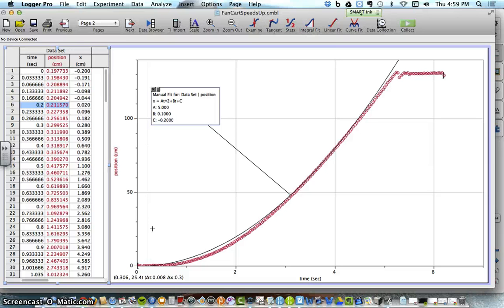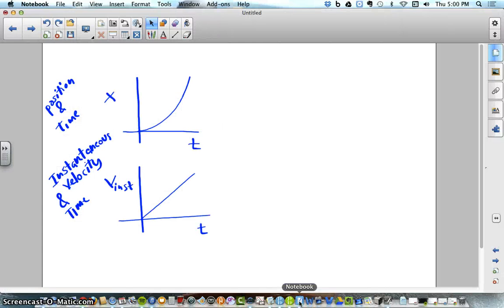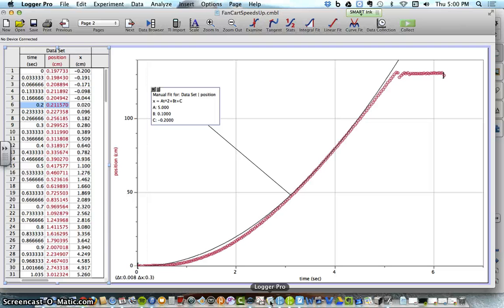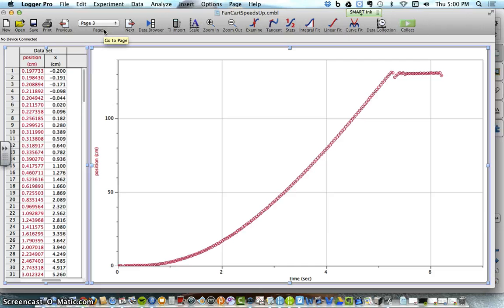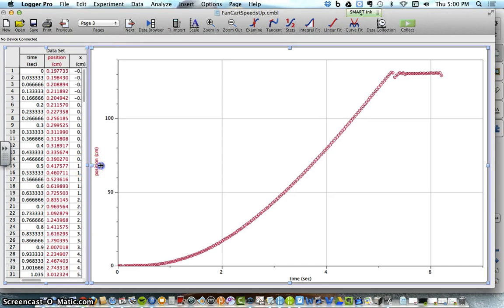And the next thing I wanted you to do is to go back and address this second purpose, which is how is velocity, instantaneous velocity, changing for each moment in time? Not how is position changing. We have an answer for that. We have an equation for that. But how is instantaneous velocity related to time? Okay? And in order to do that, there's a nice way where Logger Pro can actually find the slope of the tangent line for all of our data. Let me show you how to do that.